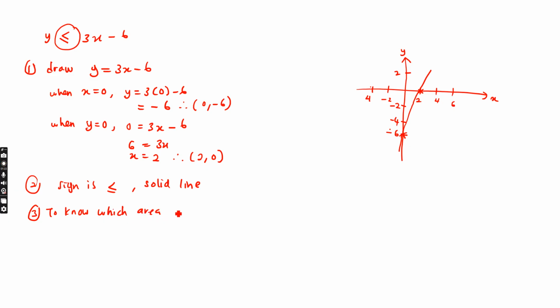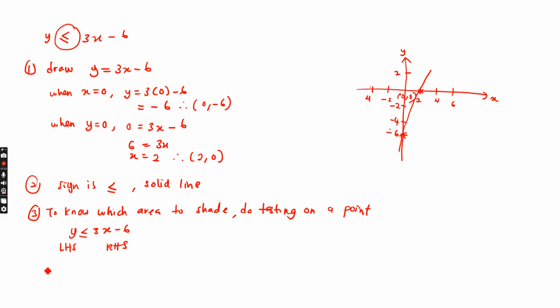Which area to shade? What we can do is test a point or coordinate. So what coordinate are we going to use? It's up to you, any coordinate, but it is easier if you use 0, 0. So you're going to use 0, 0, and here we have the equation, right? y less than or equal to 3x minus 6. y is our left hand side, 3x minus 6 is our right hand side.